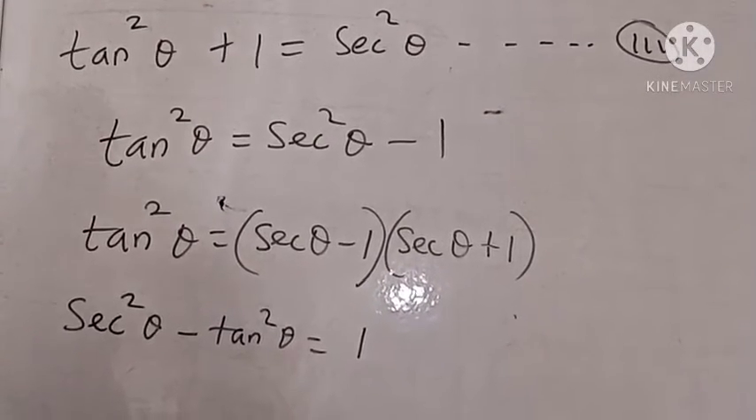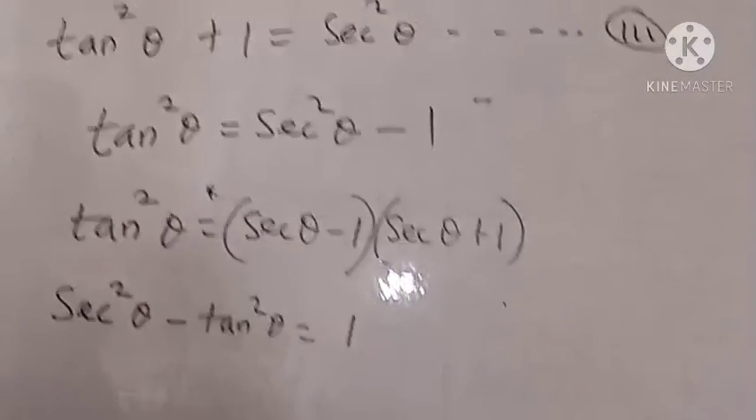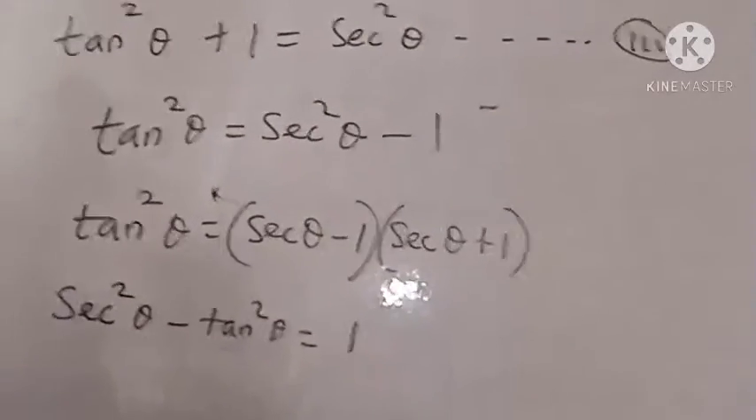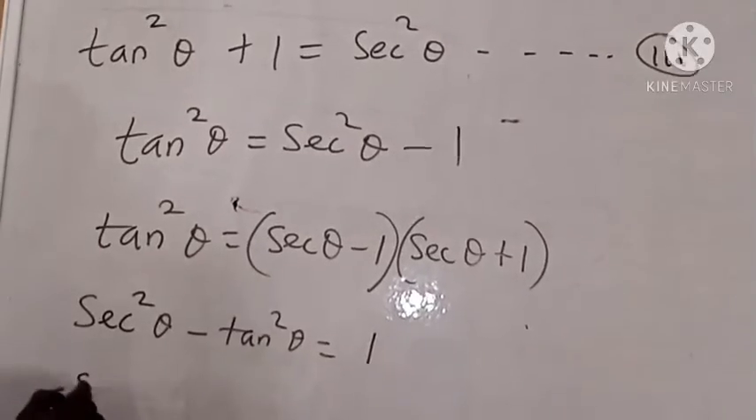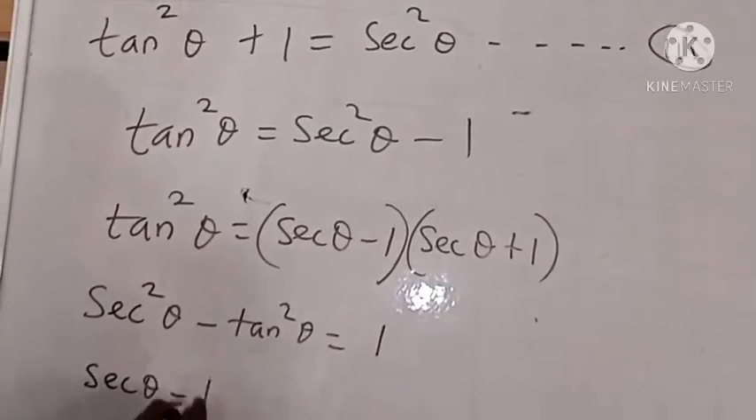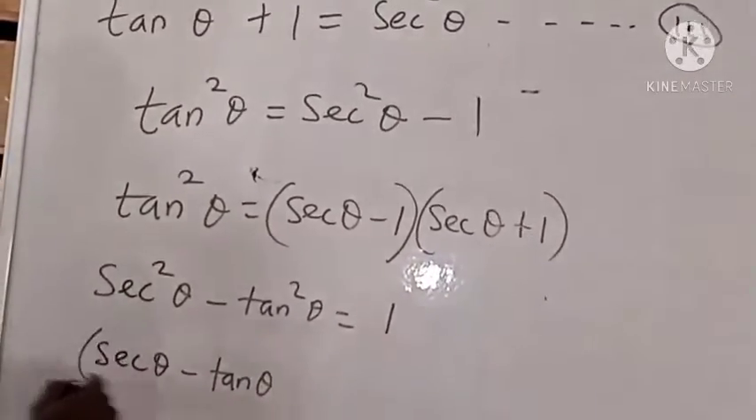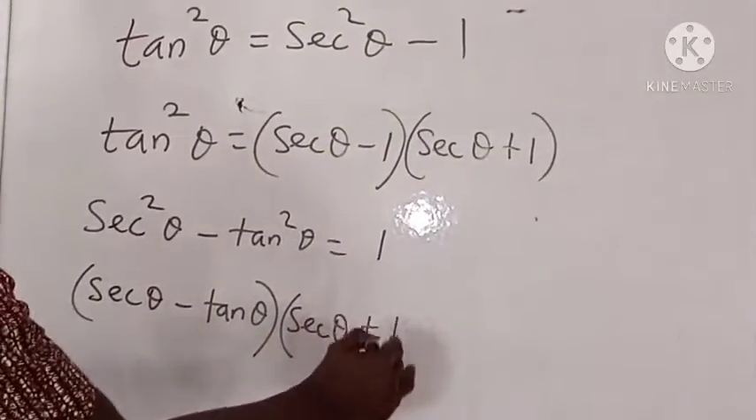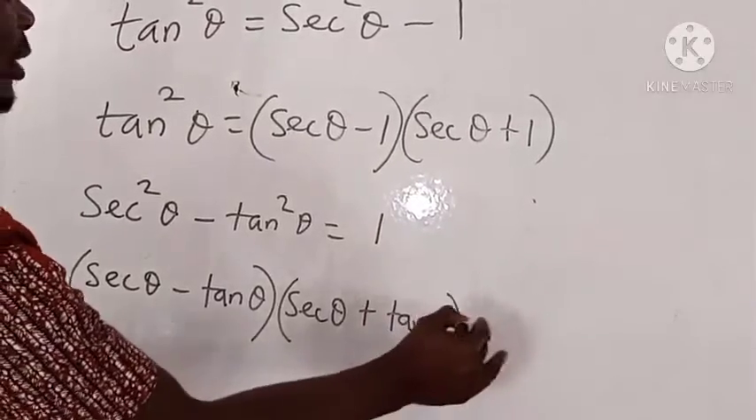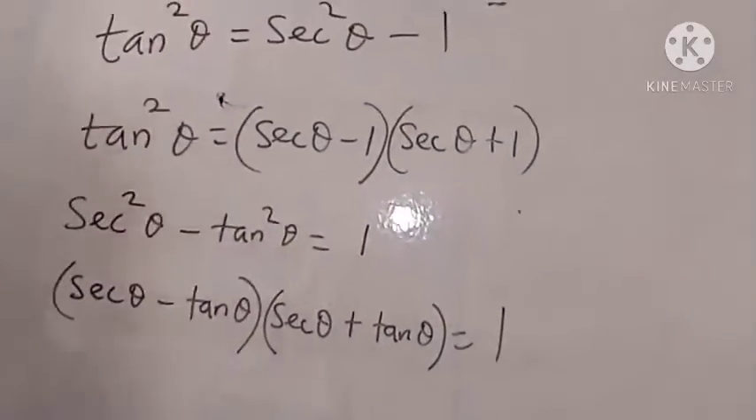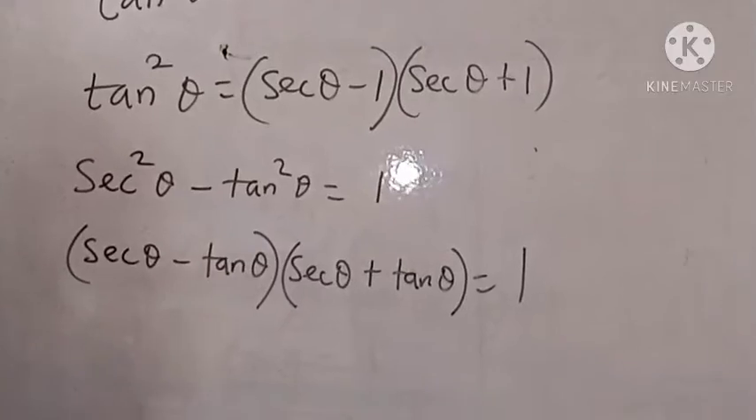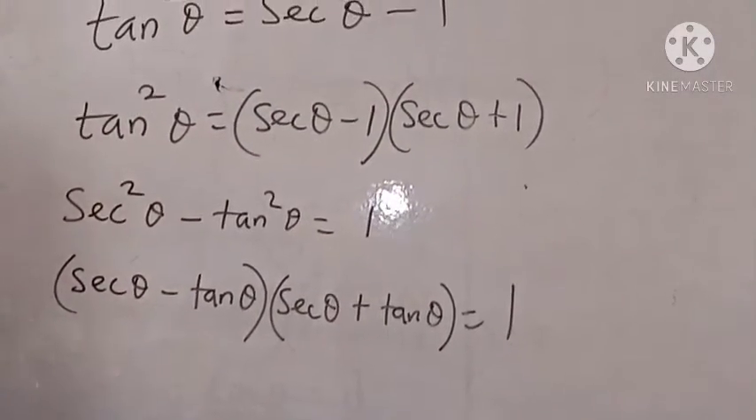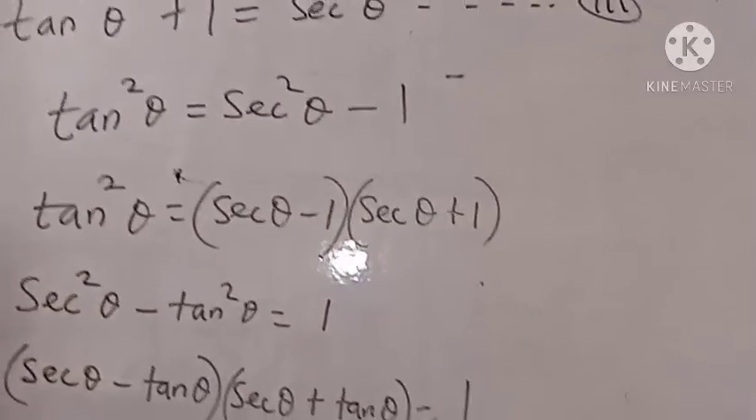Sec squared theta minus tan squared theta equal to 1. Again, employing the concept of difference of two squares, this becomes sec theta minus tan theta, sec theta plus tan theta equal to 1. Rearranging, these are the basic trigonometric identities.